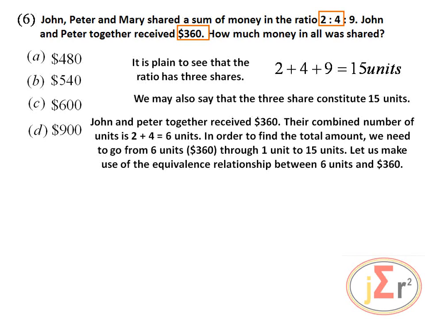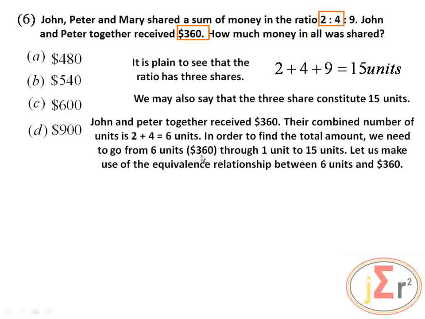In order to find the total amount, we need to go from 6 units, which is the number of units that John and Peter received together. So John and Peter receive 6 units. That is the total number of units that they both received, 2 plus 4. This is $360.